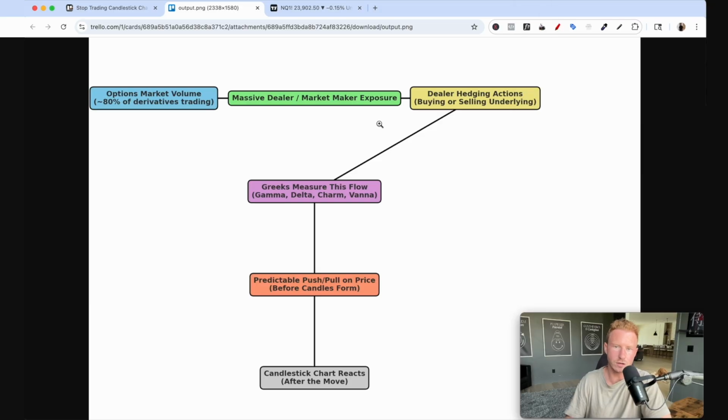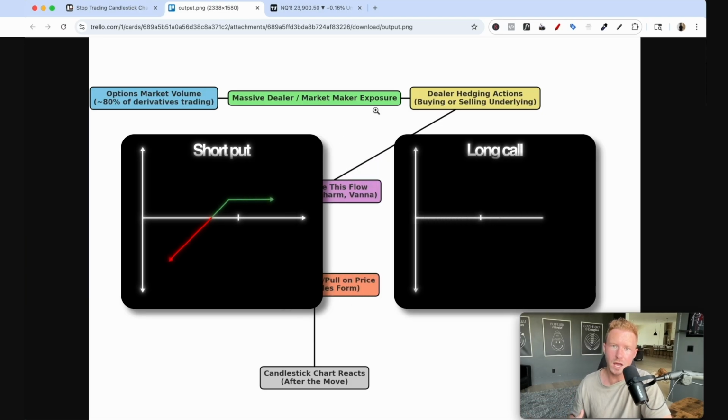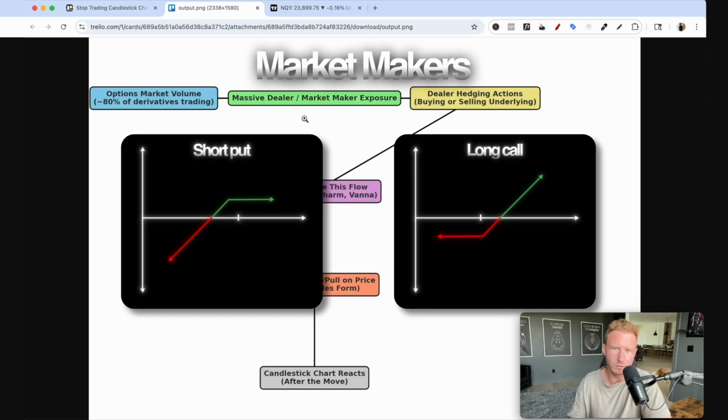Now I made this flow chart to make this make more sense, right? So if 80% of the volume in the market comes from the options market, this means that there's going to be massive dealer and market maker exposure, right? Because every time you sell a put or you buy a call, someone has to buy that put from you or sell that call to you. And we call these people market makers. These are liquidity providers in the market.